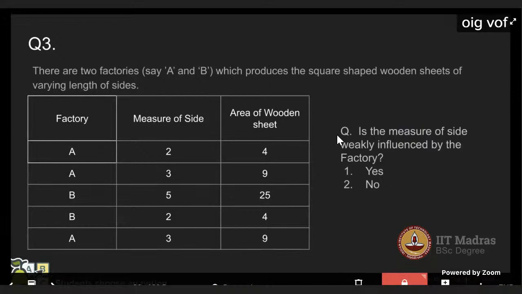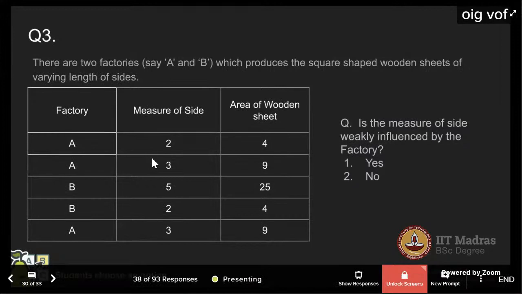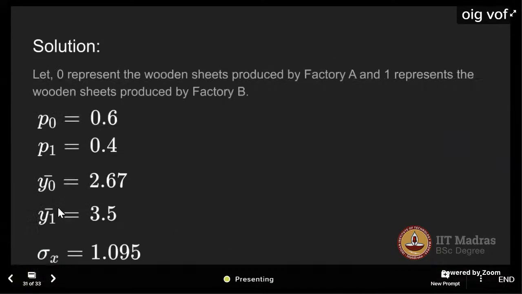Sir, how do we get the y-naught bar? I take A as 0. So the A observations are 2, 3, and 3. The mean of these three is 2.67.